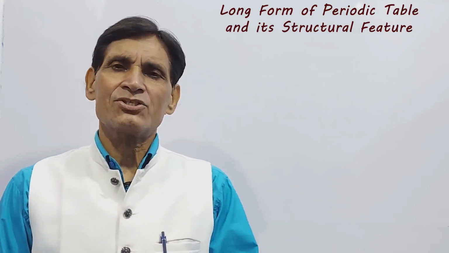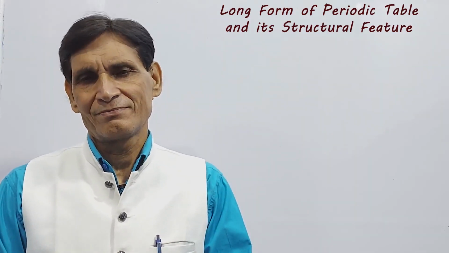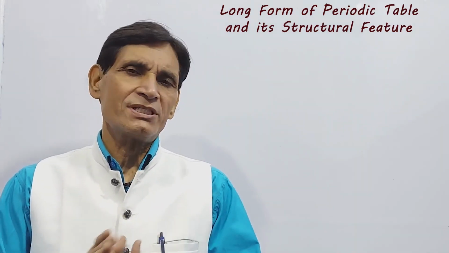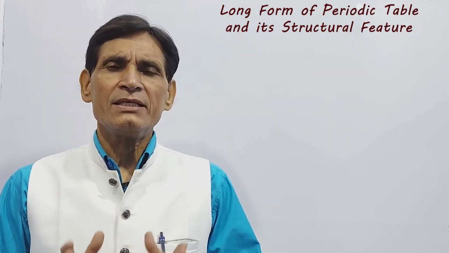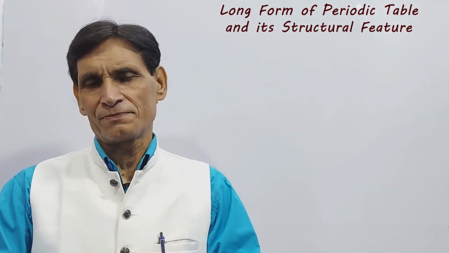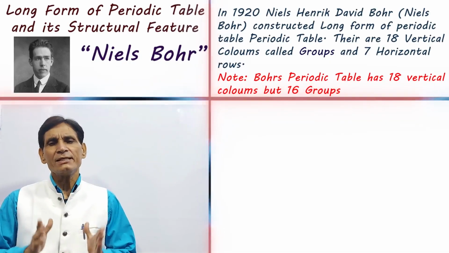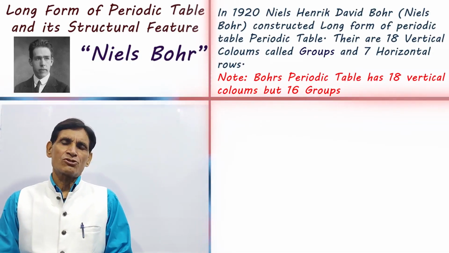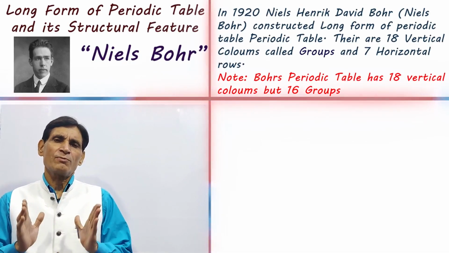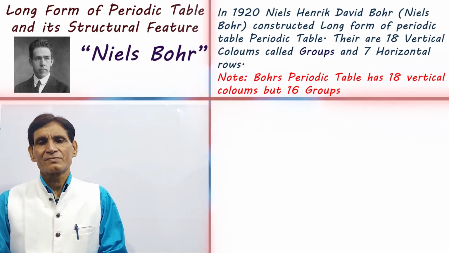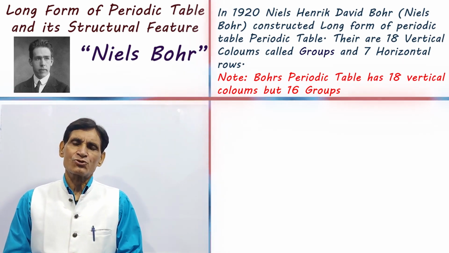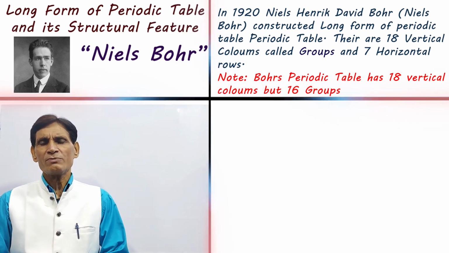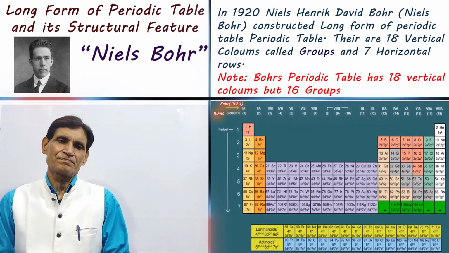Hello students, in this video you will find the long form of the periodic table and its structural features. In 1920, Niels Henrik David Bohr, you can say Niels Bohr, constructed the long form of the periodic table. This periodic table consists of 18 vertical columns and 7 horizontal rows.